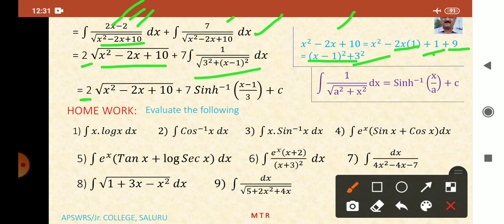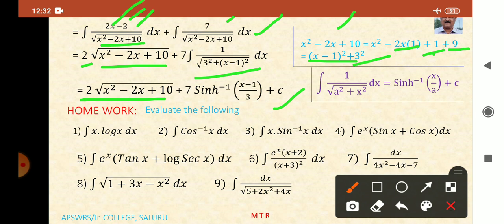You write this as 7 into, again this is of the form integral 1 by root of a square plus x square, that is sinh inverse of x by a. So you must learn those 9 formulas, very very important, in part 2. 1 by square root of a square plus x square is sinh inverse x by a. Here x is x minus 1, a is 3, plus c. Okay, this is the integration of the given problem.